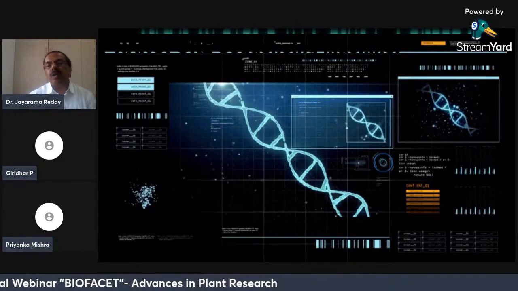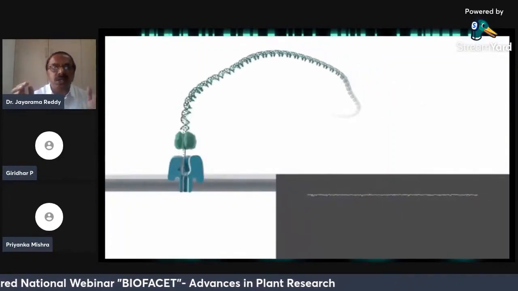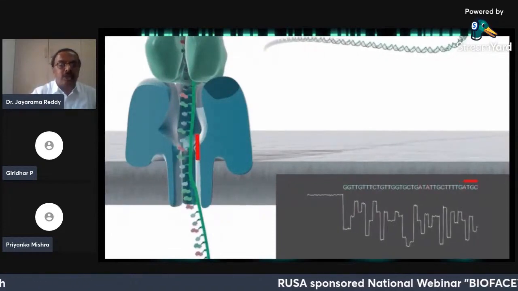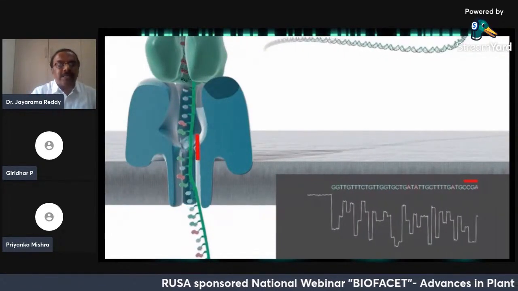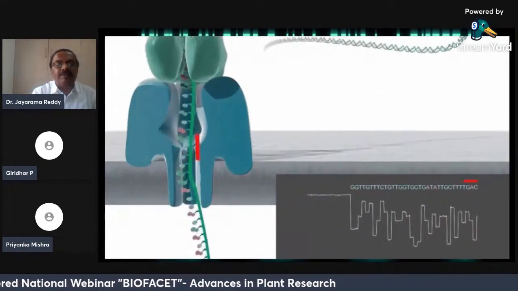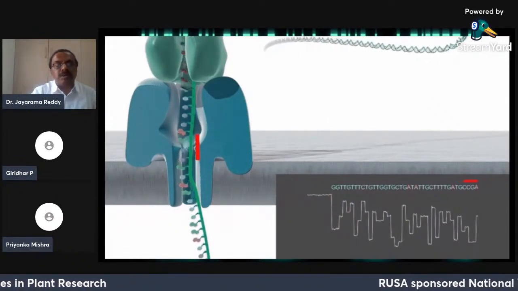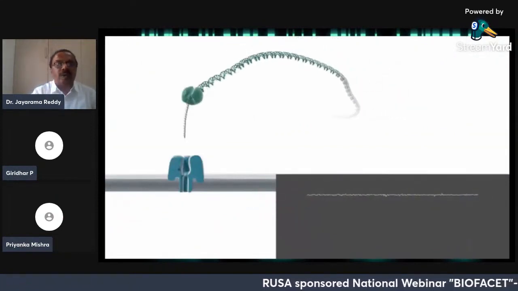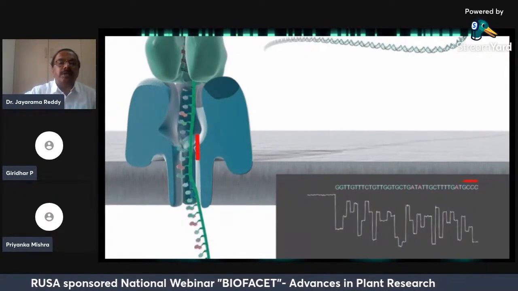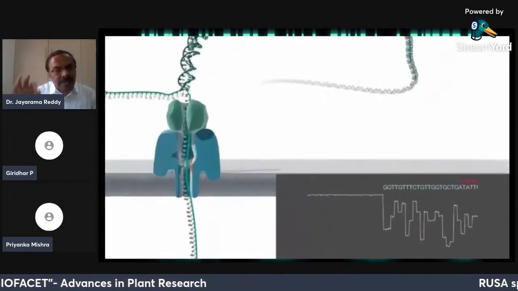This is the Oxford Nanopore DNA sequencer, and this is how sequencing is done now. The DNA strand will enter through a pore, and as the DNA passes through, there is a scanner. The scanner will read each and every base, and based on the response coming from each base, whether it is adenine, thymine, cytosine or guanine, it is reflected on the monitor. It is a very fast process, very easy, very simple.